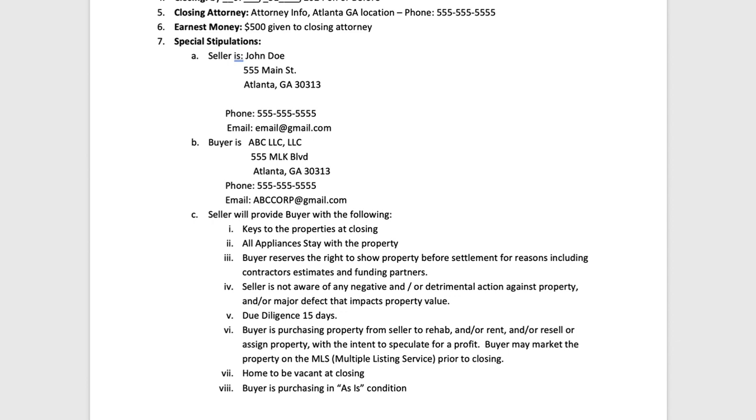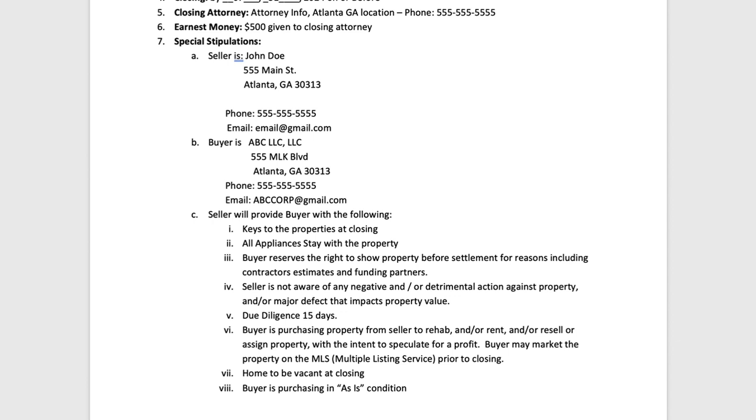This is a mandatory list of stipulations that I use on every contract. So the first one is keys to the property at closing. I always put all appliances stay with the property. This is a good thing, especially if you're buying rentals, because you don't want to buy a property and have to go spend more money and buy appliances if they're not there. So you make that one of the stipulations in the contract, and you save a lot of money.